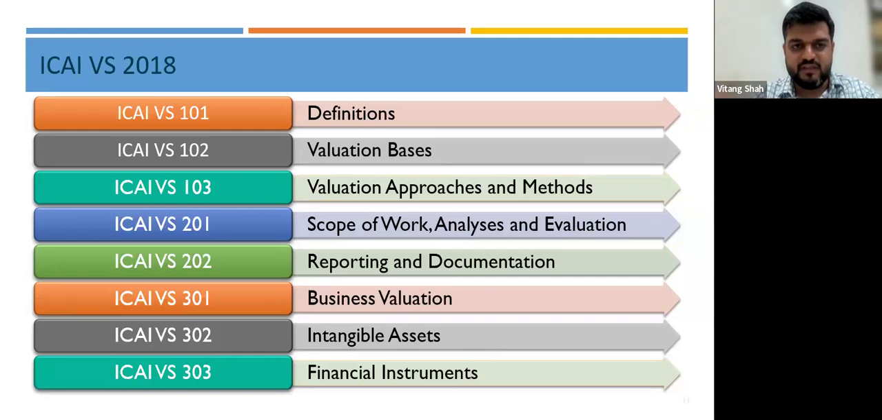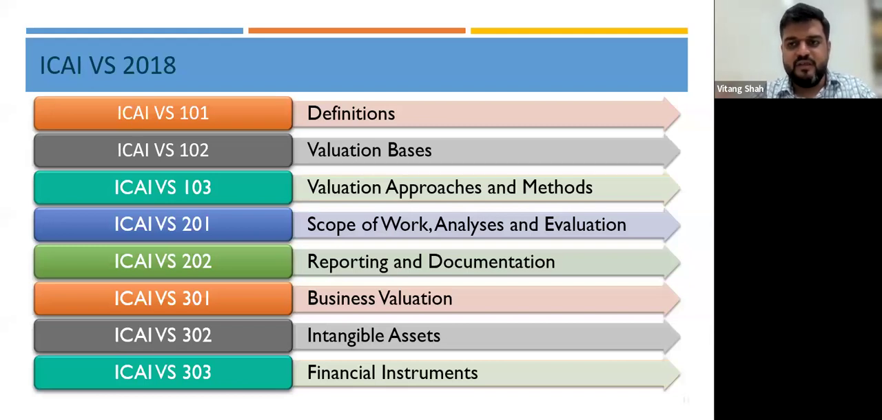Now this is broadly the valuation standards and how it is there. ICAI Valuation Standard 101 gives you the various definitions. 102 gives you the valuation bases, that is, what is the basis of the valuation, whether it's fair value, liquidation value, or participant-specific value. So accordingly, the approaches have to be followed. Valuation Standard 103 talks about the various valuation approaches and methodologies, which is our subject matter today, which I'll be covering in more detail. 201 talks about the scope of work, the analysis which one needs to carry out, and how one evaluates the work which they have done.